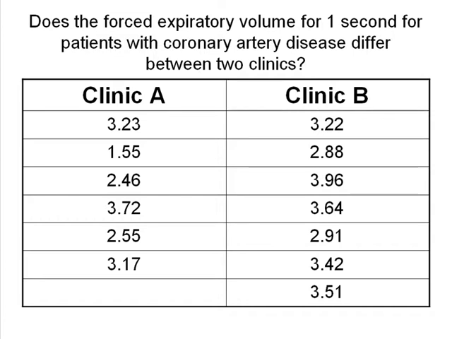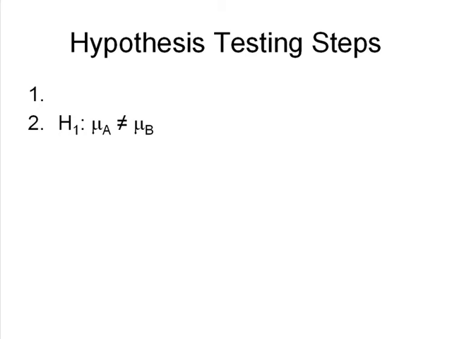Now, I always start out with step 2. So we'll start out with step 2. Step 2 is the alternative hypothesis, or what it is we're hoping to show. And we're trying to show that the population mean for Clinic A is not equal to the population mean for Clinic B. That is, that they differ in some way.